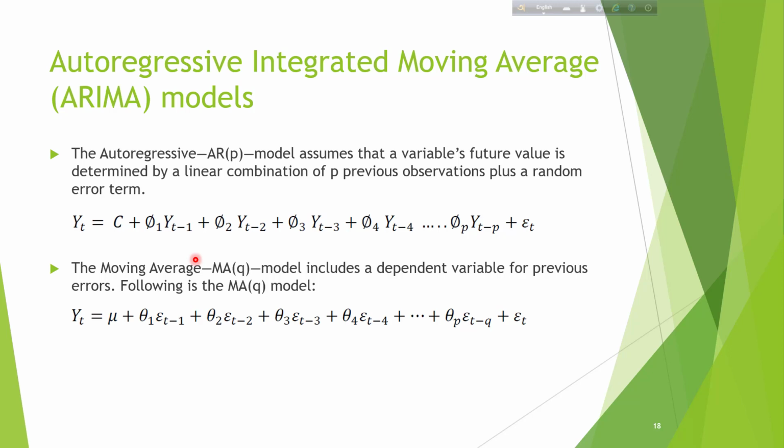Now, unlike the autoregressive AR(p) model, the moving average model includes the independent variables for previous errors.